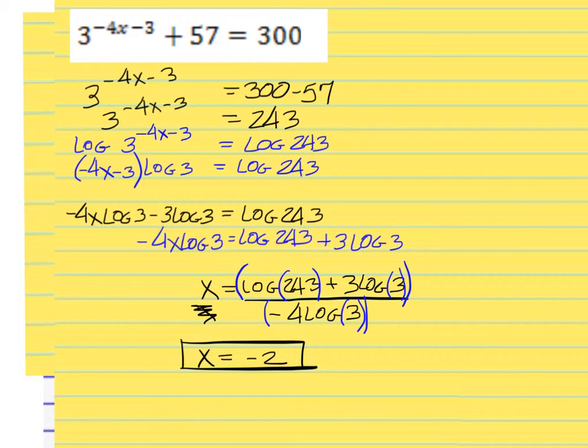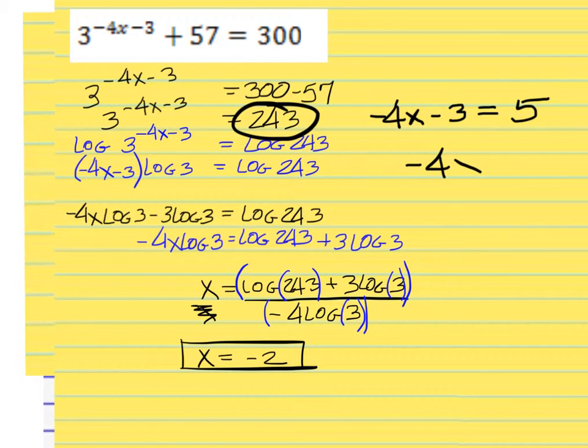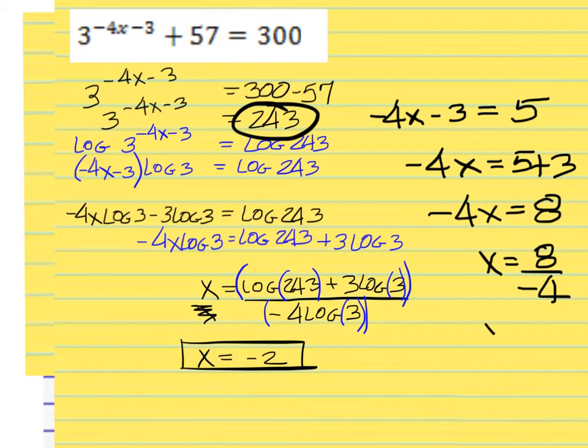Anybody have negative 2? This was the right problem, wasn't it? Did you guys do this problem? Yeah. Okay. Well, nobody had negative 2. So if you do it this way, you get negative 2. Had you done it this way, then it would have been negative 4x minus 3 equals 5, because this would have been 3 to the 5th. And if you did negative 4x equals 5 plus 3, you would come up with 8, and divide that 8 by a negative 4, still get negative 2.